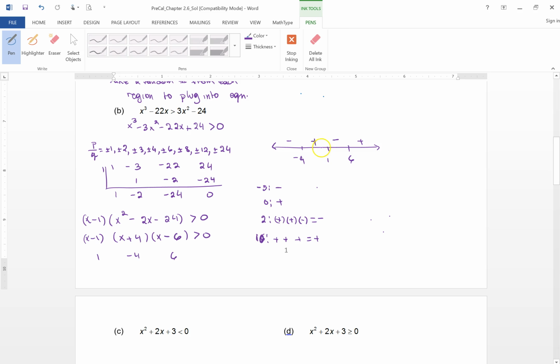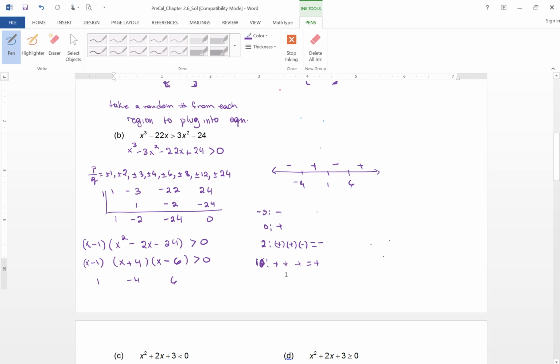Now, my question was asking for greater than 0. That means I want the positives. So this region and that region. So it's between -4 and 1, but because it's not greater than or equal to, I have parentheses, not brackets, union 6 to infinity. That's the answer.